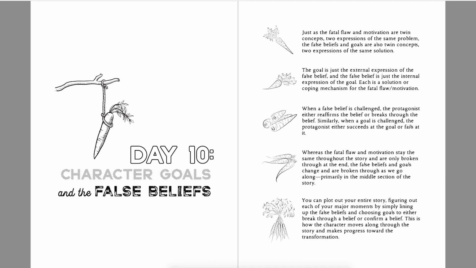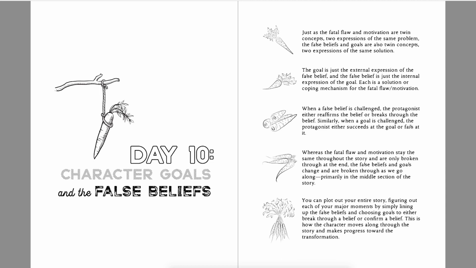So there's motivations, and then you have all these sub-motivations or sub-goals underneath that motivation. Those should mirror the false beliefs. As I said in day 8, you have the fatal flaw, and then you have all these sub-fatal flaws, which I'm calling the false beliefs, that support the fatal flaw. The character goals are the same idea. They are going to support the motivation.